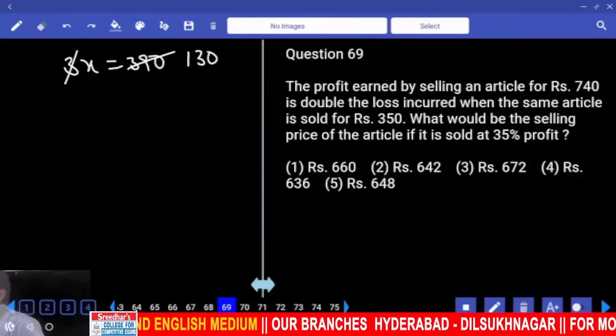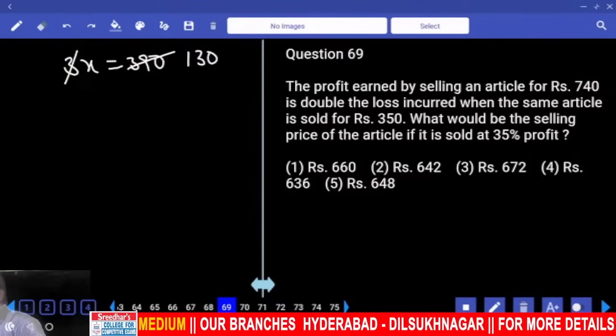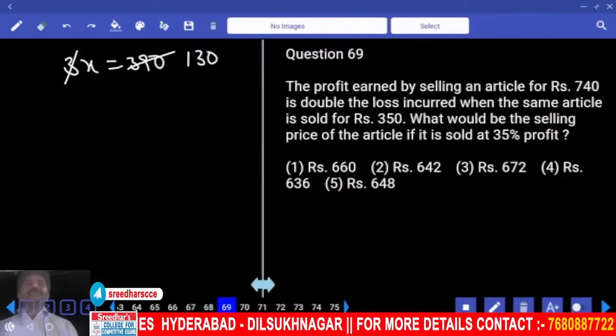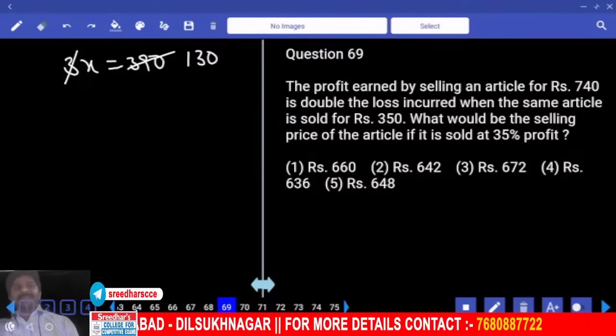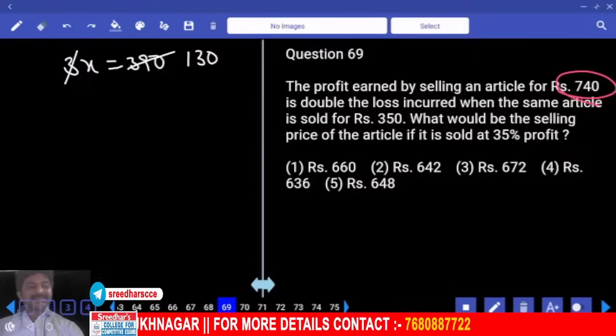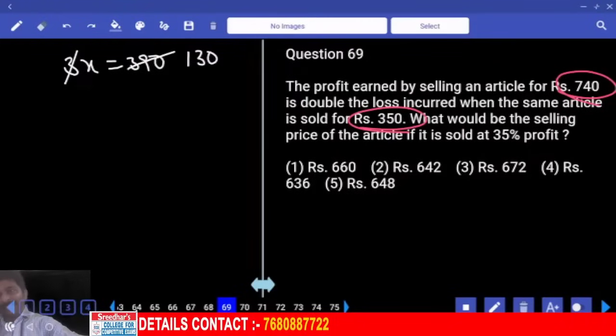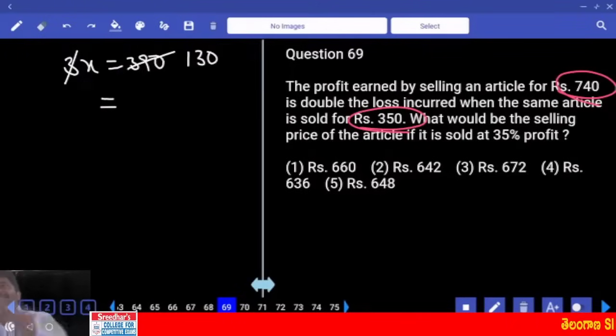What was treated as x? Profit or loss? Loss was treated as x. So there is a 130 loss, right? In which case are we making a loss, the first case or the second case? When you sell it at 350 rupees, there is a loss of 130. Correct? Then the total cost price is equal to 130 added to 350, which is equal to 480.